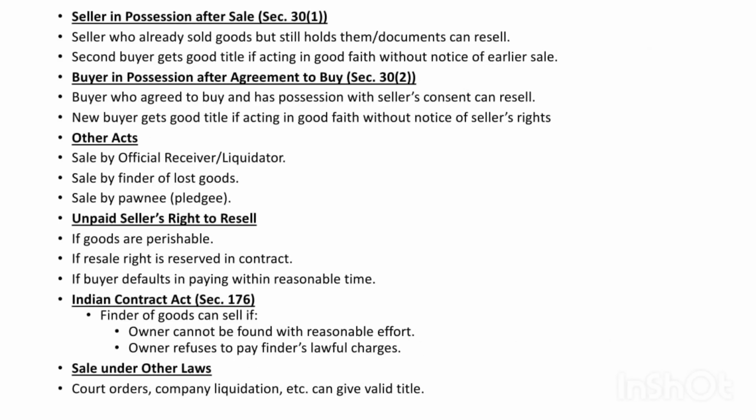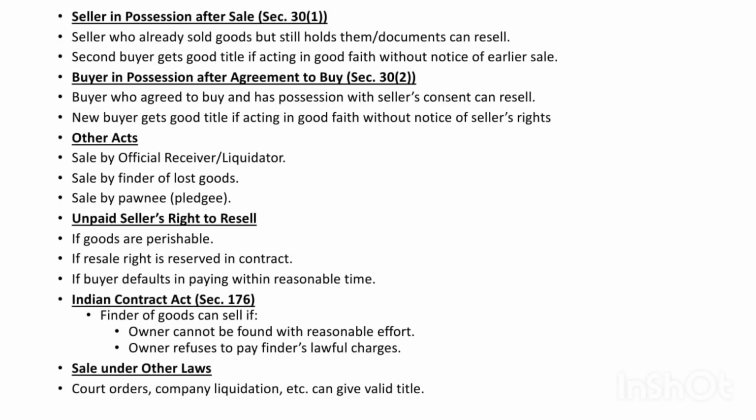Now let's move on to the next exception, that is seller in possession after sale under section 30. This continues the exceptions, that is section 30 subsection 1, seller in possession after sale. The seller who already sold goods but still holds them or documents can resell. This happens when the seller keeps possession even after ownership passes to the first buyer. Then the second buyer gets good title if acting in good faith without notice of the earlier sale.